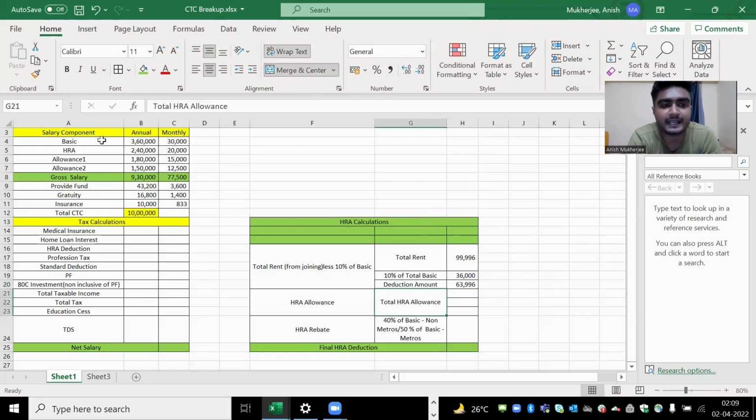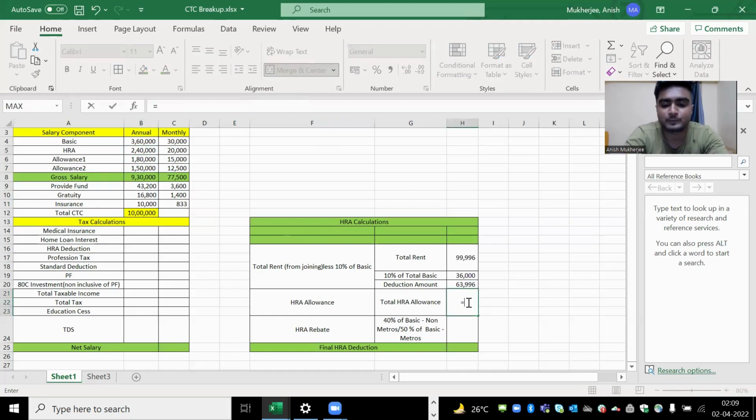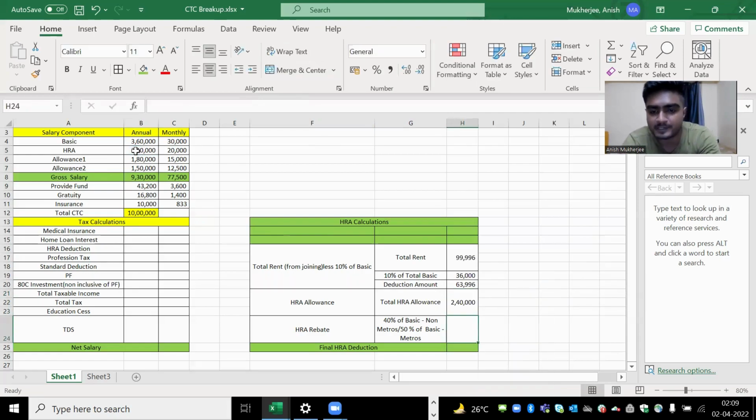Now, for the HRA allowance, how much have you been paid annually? You have been paid 2.4 lakhs, right? As you can see in this annual HRA component in your payslip. So I will just take it from there, and this is step 2.